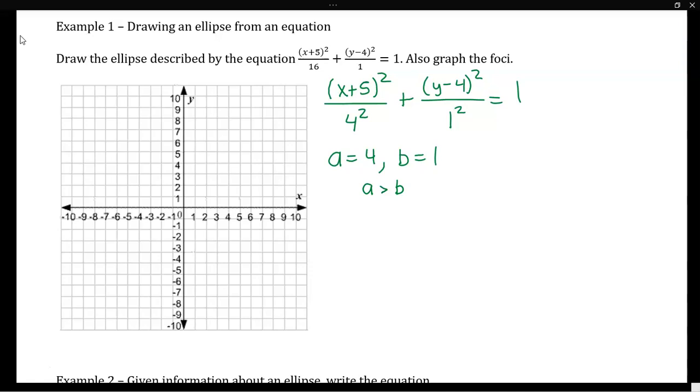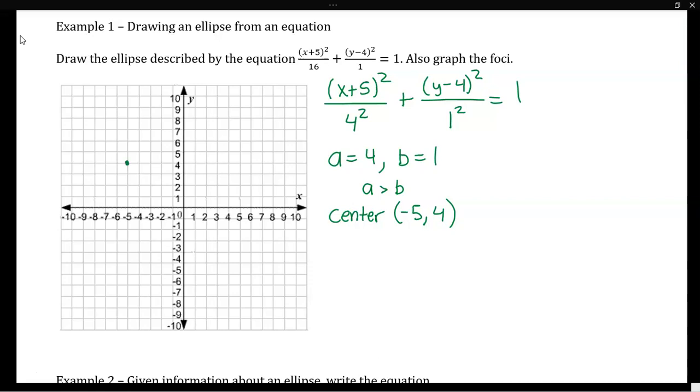The center for our ellipse is (-5, 4). So let's write that. We're going to put the center is (-5, 4). So let's see, we go left 1, 2, 3, 4, 5, and up 1, 2, 3, 4. So this is our center right here.